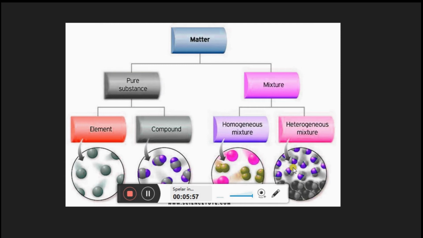Like the mixture you eat, the salty dal moth, that is also a heterogeneous mixture. You can separate each and every particle, you can distinguish each and every particle from that.